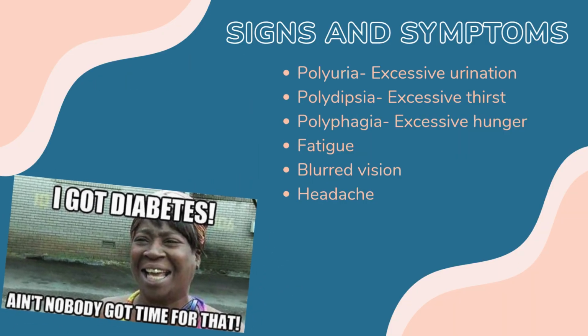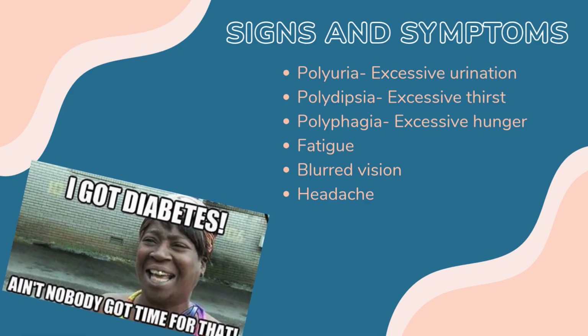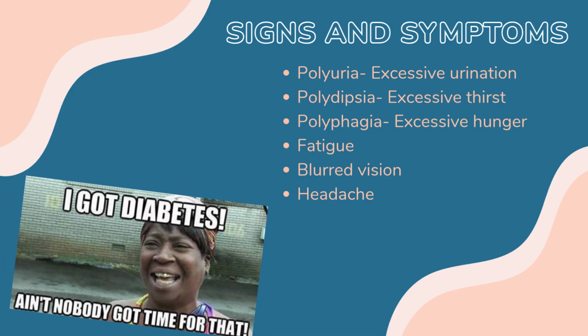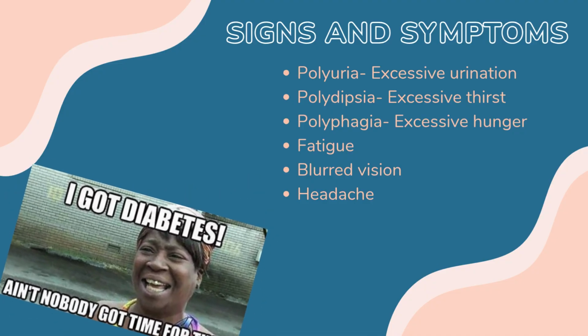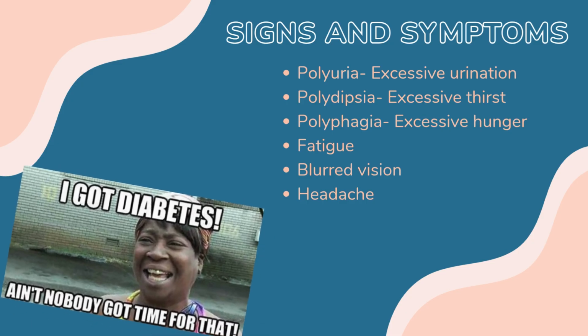Signs and symptoms: polyuria, excessive urination; polydipsia, excessive thirst; polyphagia, excessive hunger; fatigue; blurred vision; headache.